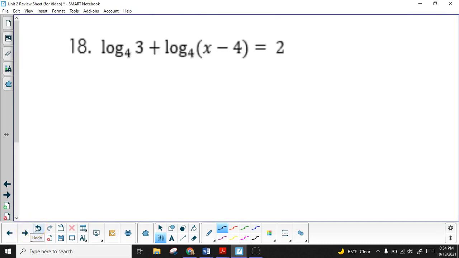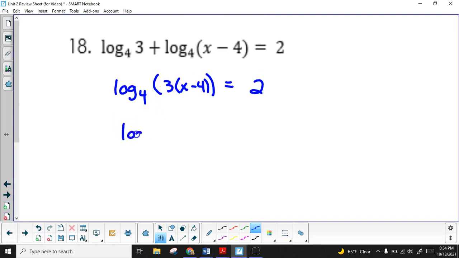We've got number 18. The log base 4 of 3 plus the log base 4 of x minus 4 equals 2. Well, on the left-hand side, both of these are the log base 4, so let's go ahead and condense this expression. We'll get the log base 4 of 3 times x minus 4, using the product property, equals 2. So we're going to want to distribute here, and we'll have the log base 4 of 3x minus 12 equals 2.